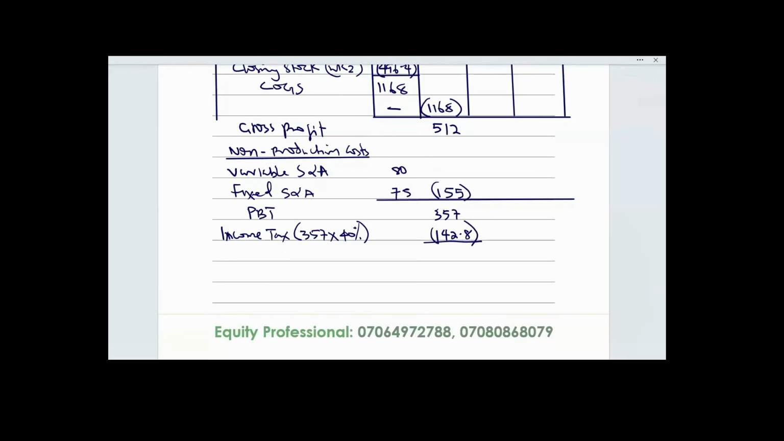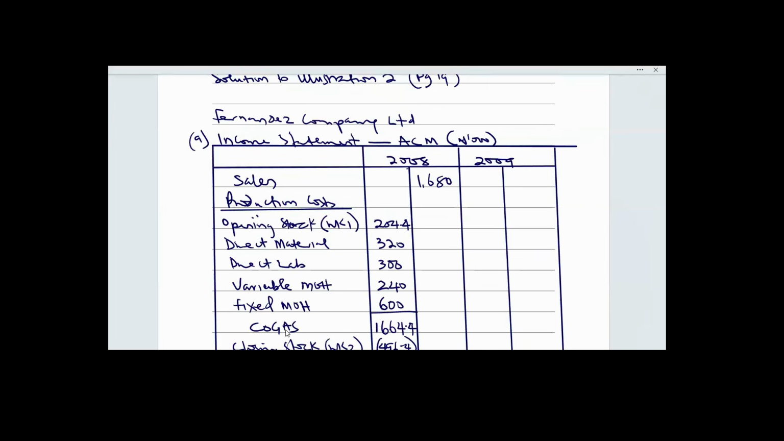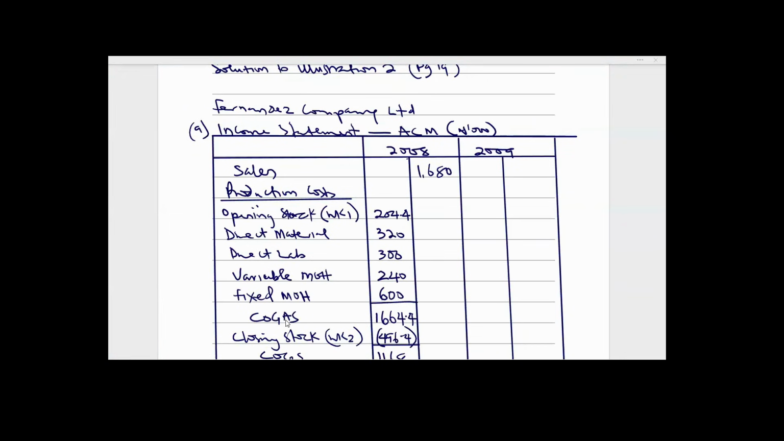So what do we have here? What's the difference? 214.2. Yes. 214.2. That represents the net profit. Here is net profit. Okay. We then move to the second period. Sales of the second period. In the second period, we sold 180,000 multiplied by 10 naira, 50 kobo.